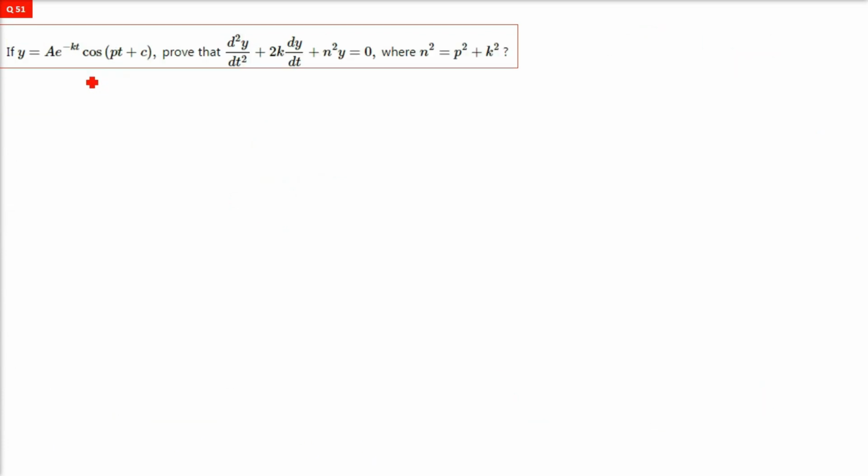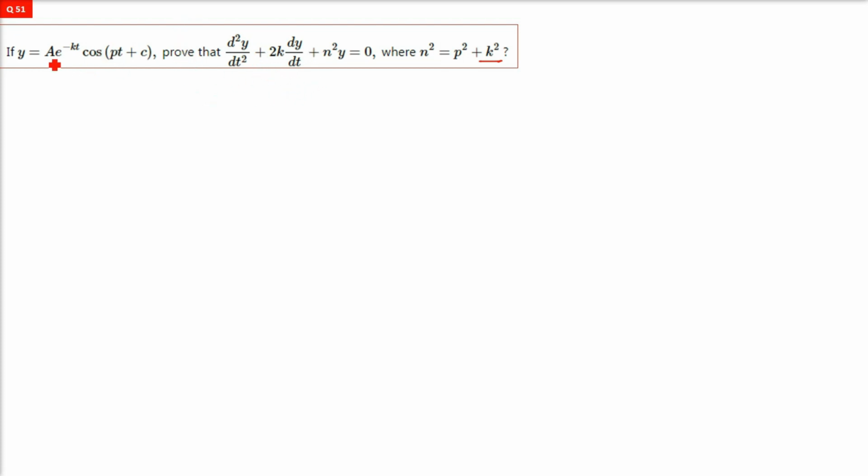This is your answer. Now y is equal to a e to the power minus kt cos(pt plus c). There are so many constants here. Please remember t is not a constant because in the equation it is dy by dt, d2y by dt2. So t is x here. You can assume like that. So we can just call y equals a e to the power minus kx cos(px plus c), and you have to find out dy by dx, d2y by dx2. Like that you can understand.